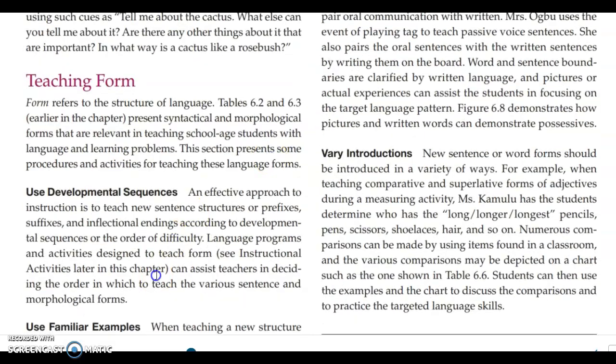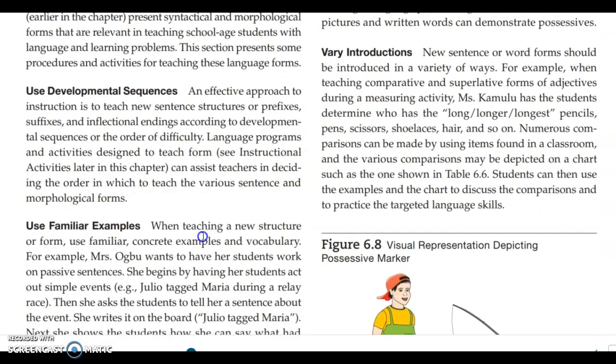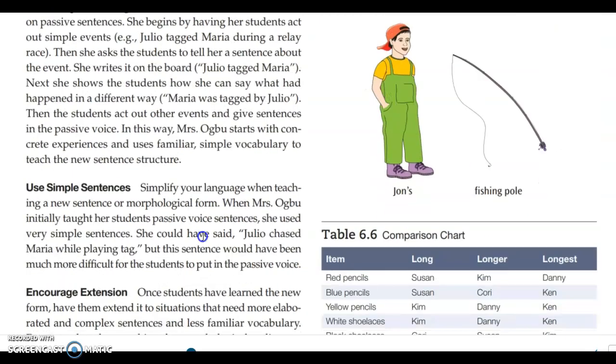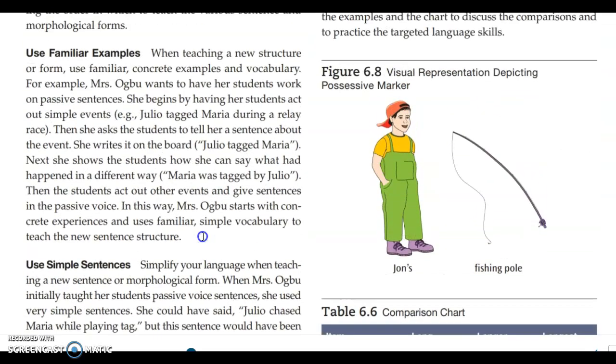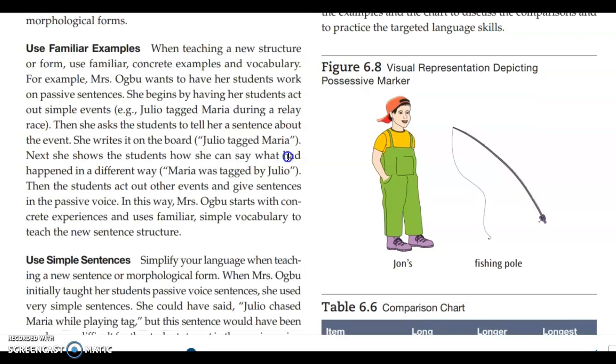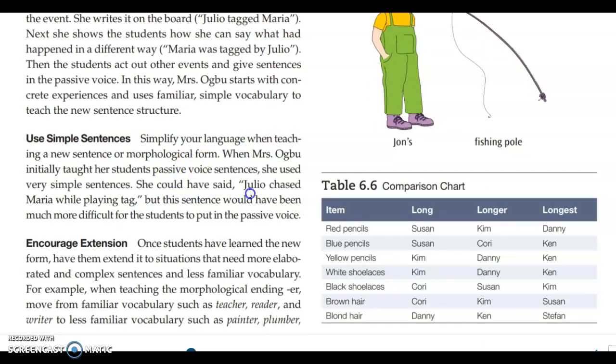Use developmental sequences, use familiar examples, use simple sentences. So, for example, this teacher wrote, Julio tagged Maria. I was combining both names together, and then saying it in a different way: Maria was tagged by Julio. Well, it's a lot easier to say Julio tagged Maria, right? Or then there's something like, Julio chased Maria while playing tag. But this sentence would have been much more difficult for the students to put in a passive voice.